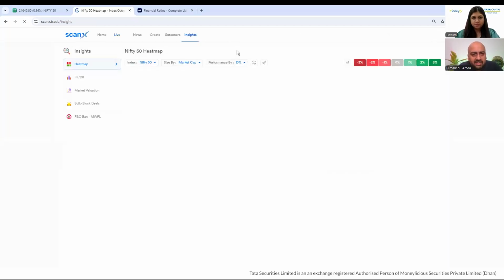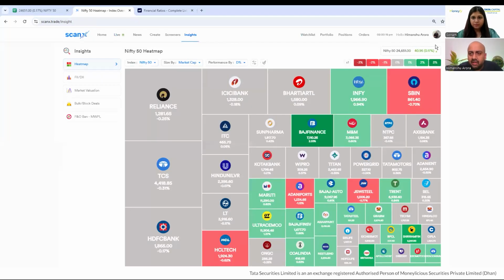When you click on these insights, there are so many insights that I would like to show here. For example, this is a heat map. As you can see, the market today is up by approximately 40 points or so. But hypothetically, you are an investor and you want to find out which stocks are deep down today, and you want to accumulate some stocks because you've got some money.